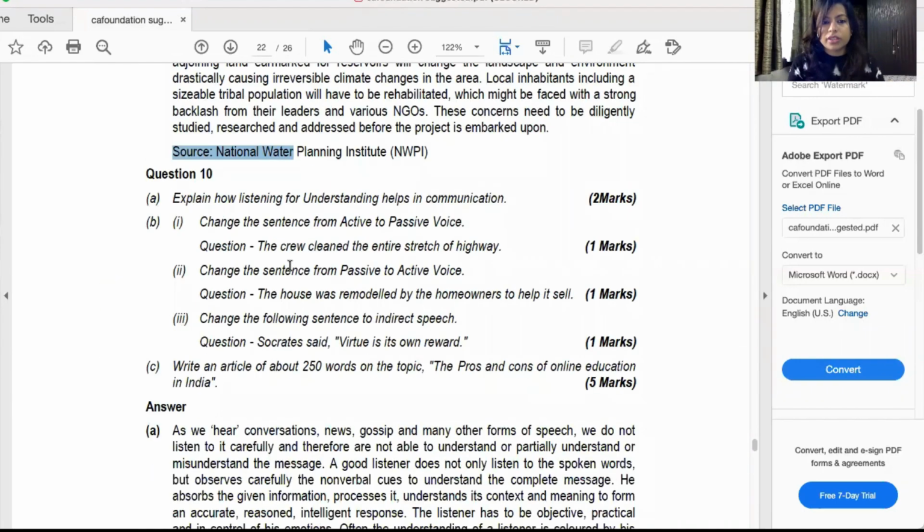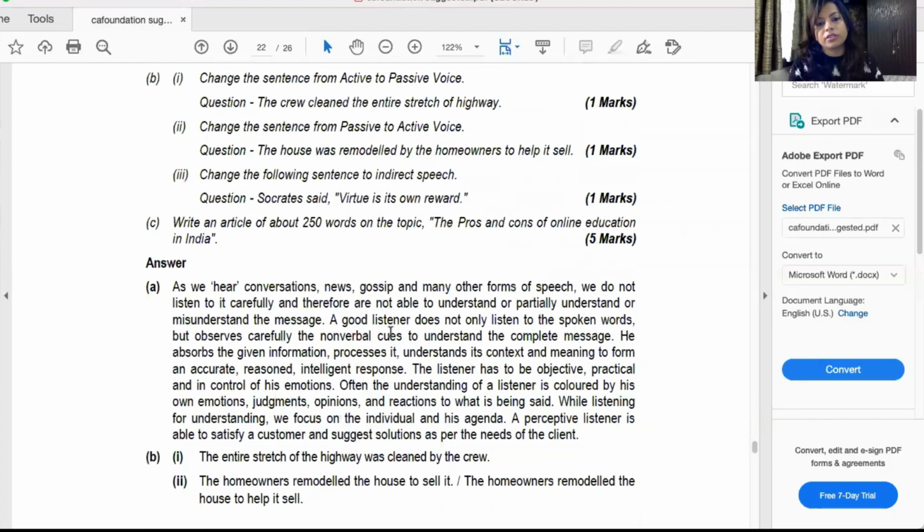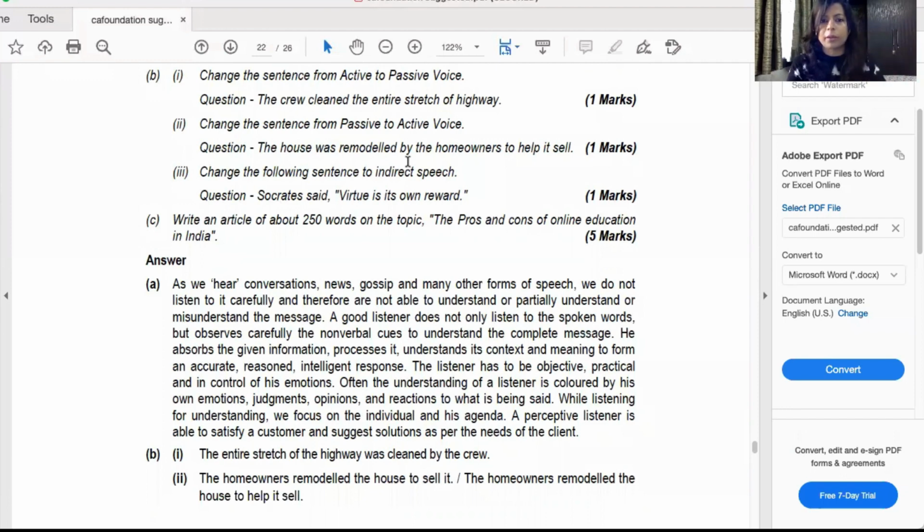In the next question, explain how listening for understanding helps in communication. Write the importance of listening. That fetches you 2 marks. Change the sentences. These are vocabulary questions, grammar questions. You need to make a grammar copy. Write all the rules: the rules of changing the sentence from active to passive, passive to active, and direct speech, everything. Make a specific copy for your grammar.